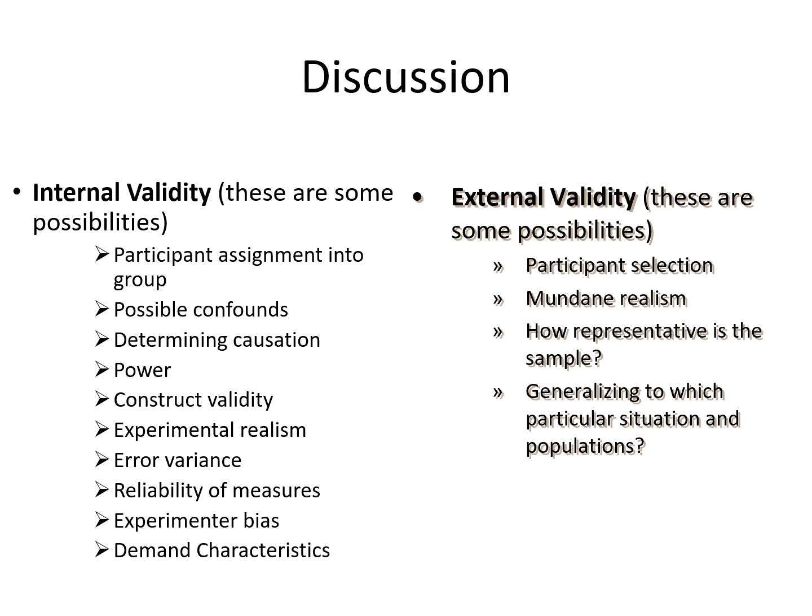So here's some examples of internal validities. These are just some possibilities. How your participants were assigned to groups. For instance, if you didn't use random assignment, if you actually used pre-existing groups, that would be a threat to internal validity.